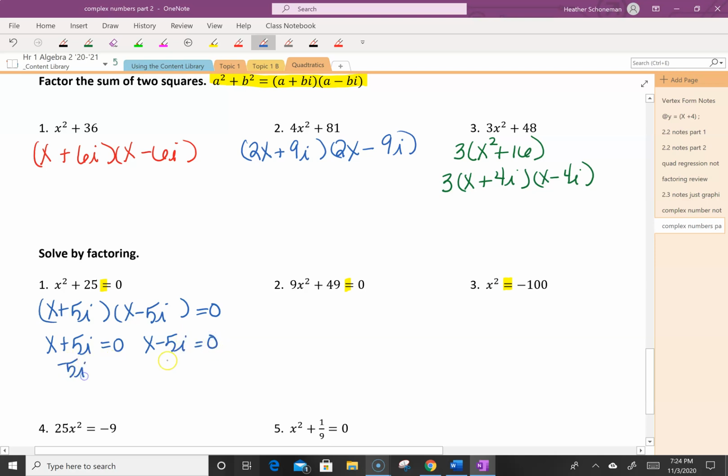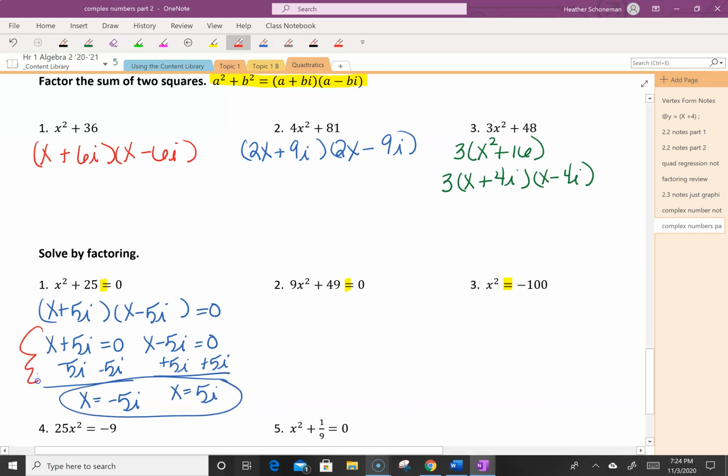So to solve, I'm subtracting 5i. So I get x equals negative 5i. Over here, I would have to add 5i. So I get x equals positive 5i. And those are my two equations, or two answers. Now, do you have to write all this down? No, but it's the first time we did it with i, so I want to make sure you saw how it worked. Number 2, it's set equal to 0, so now I'm going to factor.